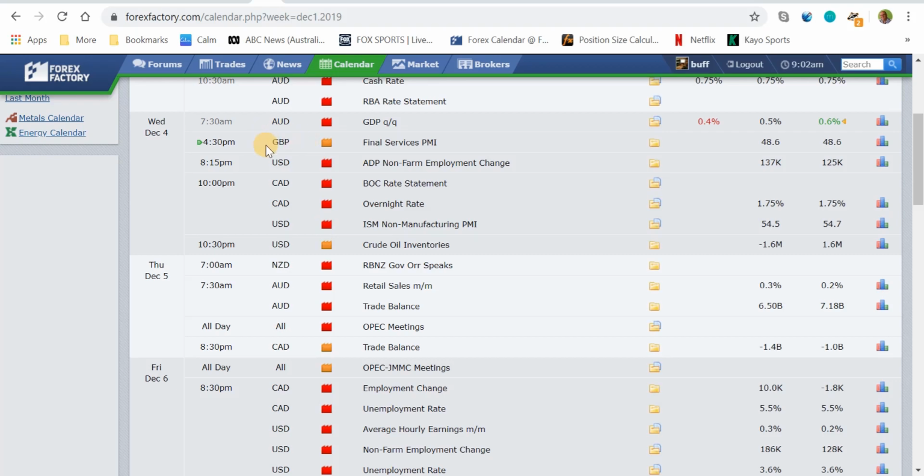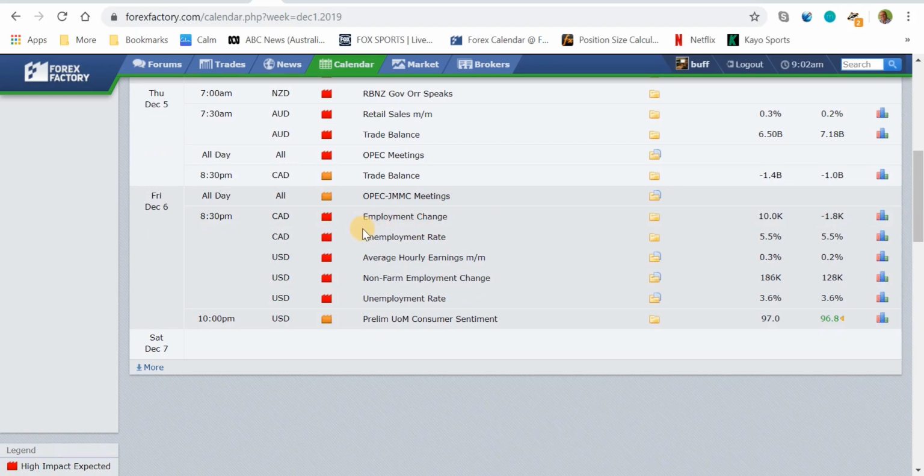So what have we got? I've got a bit of high impact out of the US twice tonight, and the Canadian one's probably the most important one tomorrow. Got a couple of New Zealand, Aussie, and OPEC meetings all day, which is Thursday, and I think Friday's pretty busy if I remember rightly.